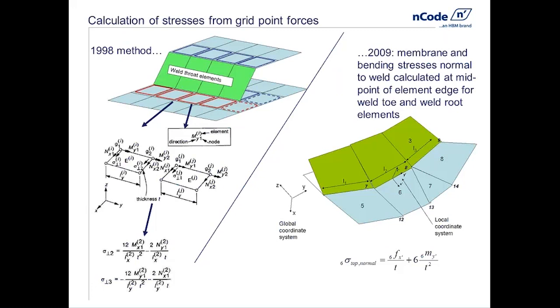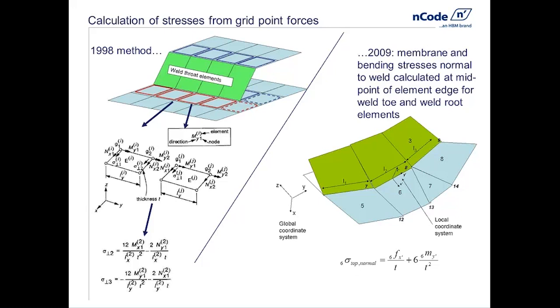The elements that are highlighted in red and in blue are actually the toe and root elements that are identified because of their connection to the welds. Those are the elements that we will recover the stresses from. And in the original technique, the stresses were recovered at the nodes, and the node point forces and moments were used to calculate the structural stresses.